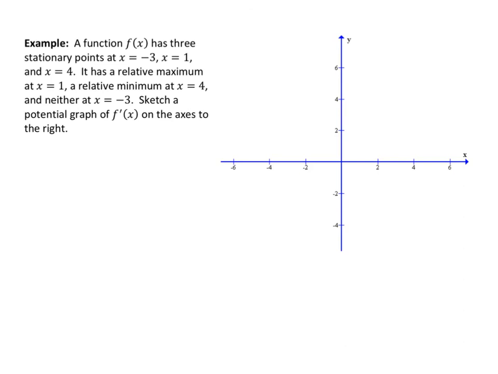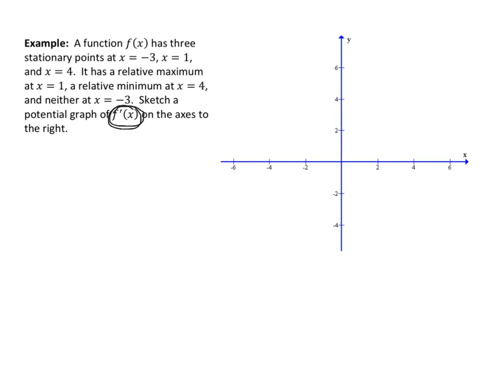All right. So this last example is really just kind of the reverse of the last one. A function has 3 stationary points at x equals -3, x equals 1, and x equals 4. And the problem goes on to tell us that it has a relative maximum at 1, a minimum at 4, and it has neither of them at -3. And you're being asked now to sketch a potential graph of the derivative on these axes that are provided to the right.